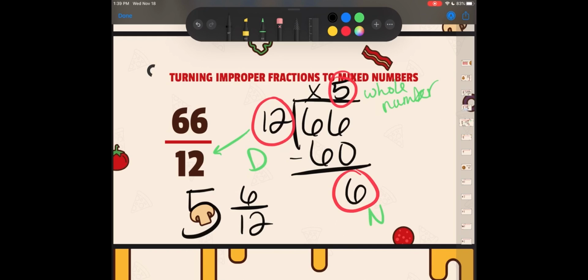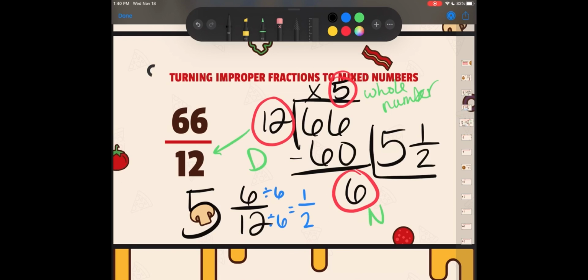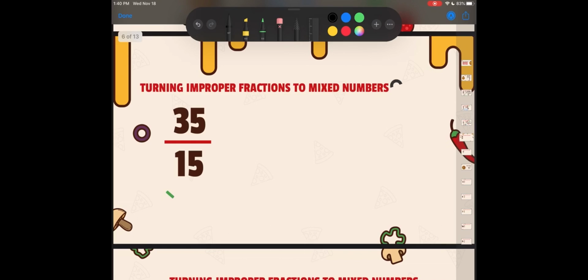But remember, 6/12 looks like it can be simplified, right? Because 6 is half of 12. Remember, if your numerator is half your denominator, that means it's 1/2, right? We could divide both of these by 6, and we get 1/2. So our final answer is 5 wholes and 1/2. That means that 66/12 is equivalent to 5 and 1/2.